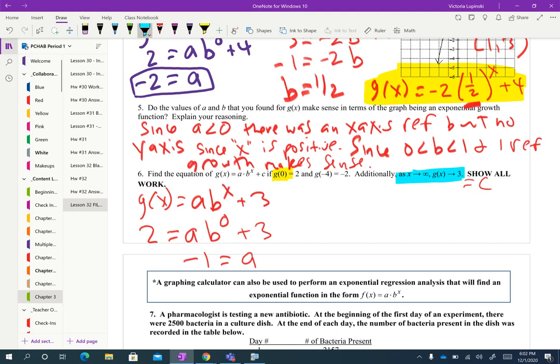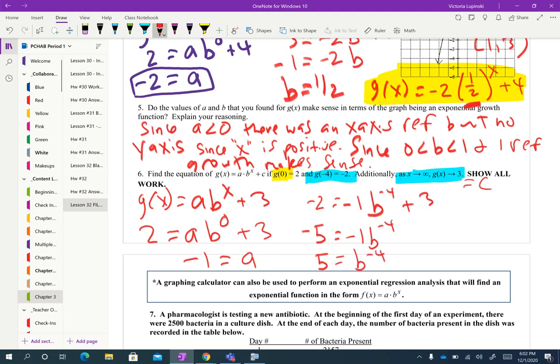Then if I go ahead and use my additional point here, I can go ahead and say that negative 2 is equal to negative 1 for a, times b to the negative 4, plus 3. I'm going to go ahead and subtract the 3. If I subtract the 3, that's going to give me negative 5 equals negative 1 times b to the negative 4th. If I go ahead and divide both sides by a negative, I'm going to get 5 equals b to the negative 4th.